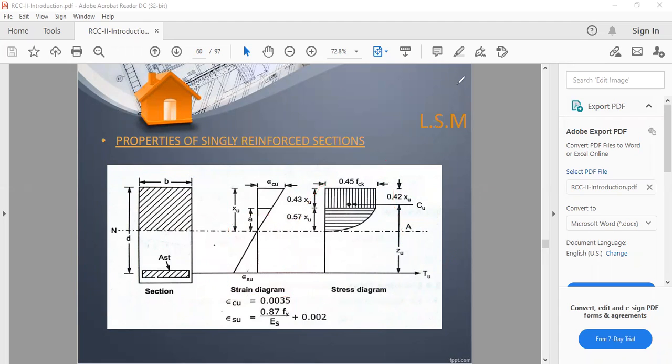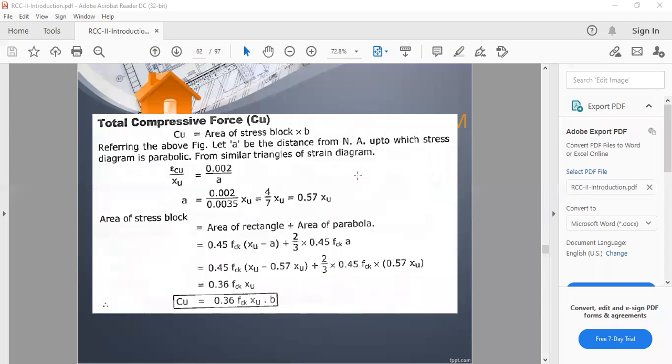Anyhow, in examinations, mostly this kind of derivation is not asked, but you should know what the value of this is, what the value of this is, what the maximum stress distribution is, what the maximum strain distribution is, what epsilon SU is, what epsilon CU is. Likewise, these values are very important, and you should know all those things. So we'll go one by one.